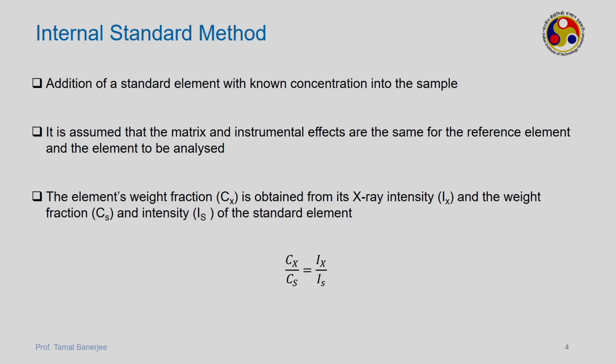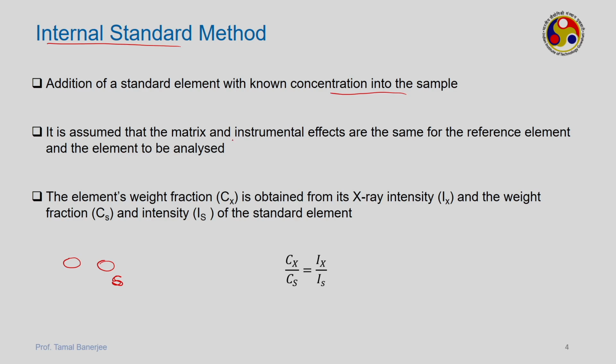So how do we quantify? We use an internal standard method, the addition of a standard element with known concentration into the sample. So we have a sample, let us say sample S, and in the sample you may have different elements, and suppose you want to compare a particular element. So you have to insert an internal standard which is similar to that element. When I talk about similar to that element, it means the atomic number is close to that element. So that is what you have to use as an internal standard.